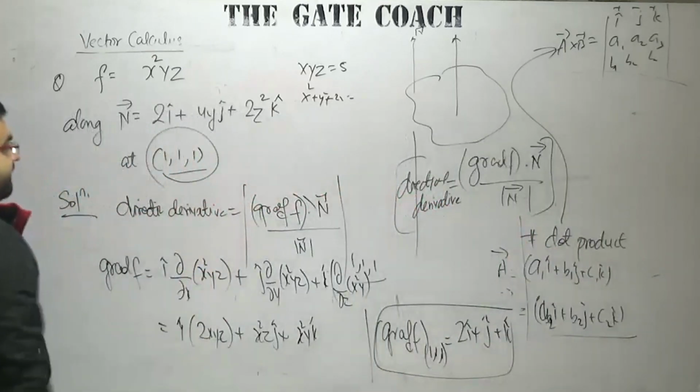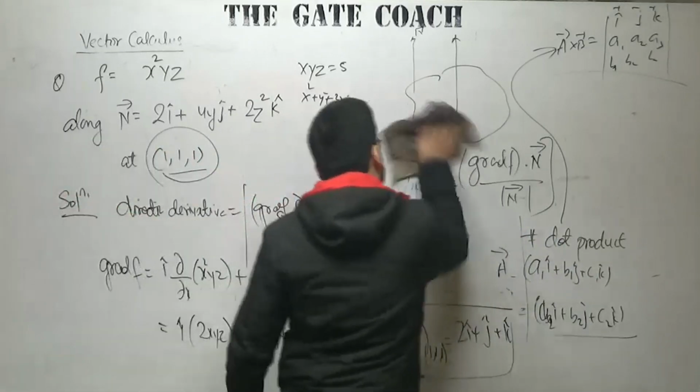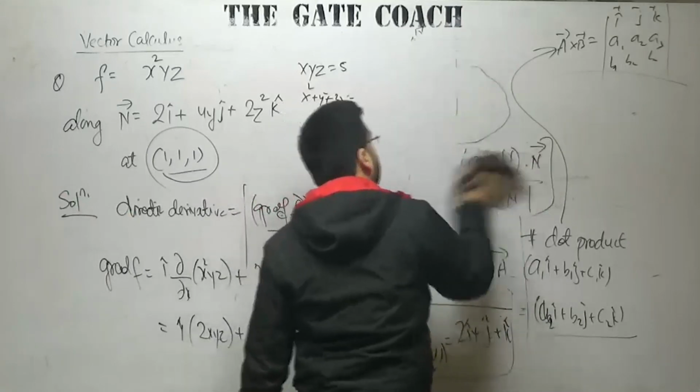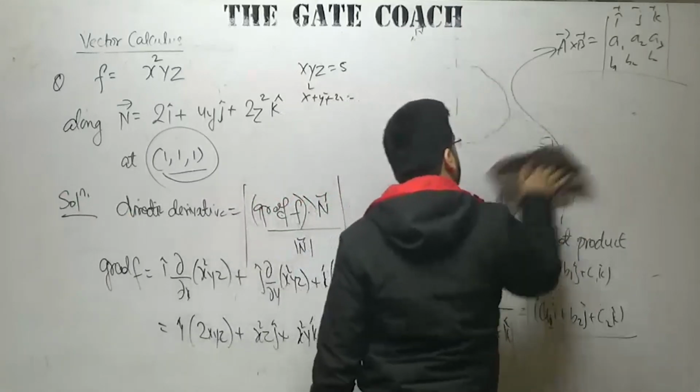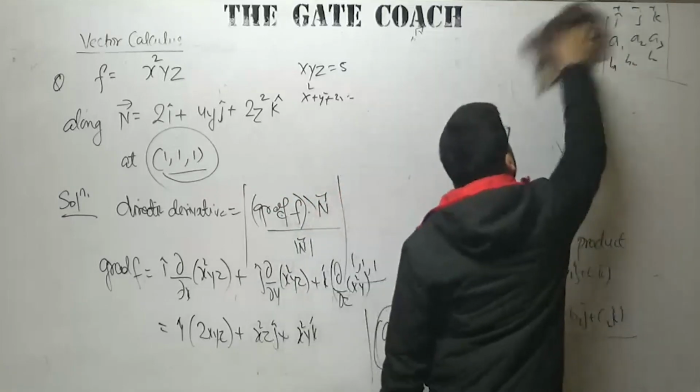So that is what the grad f is. Now, how to calculate the directional derivative? Again, very simple. Just take the dot product with respect to the n vector, which is given to you in the question itself, and then you divide it with the magnitude of the n vector.